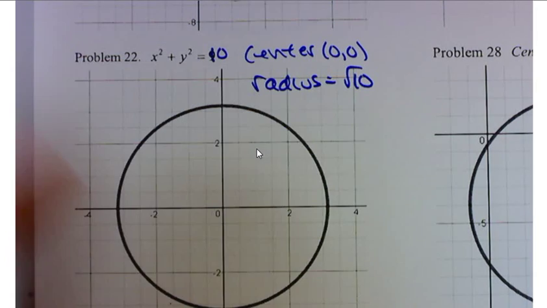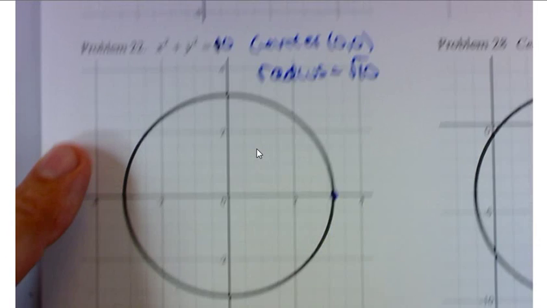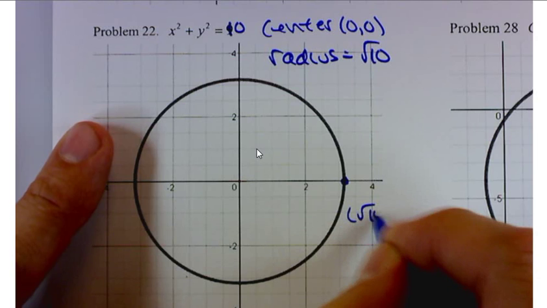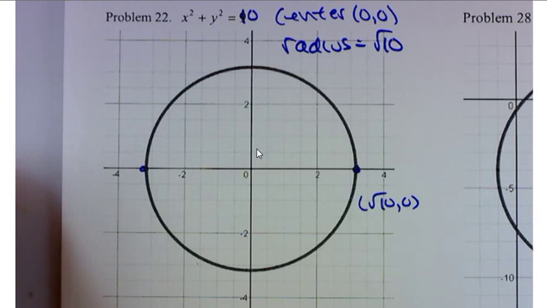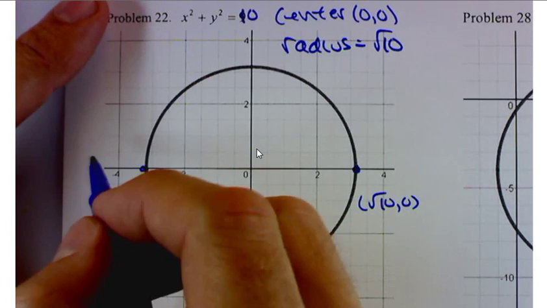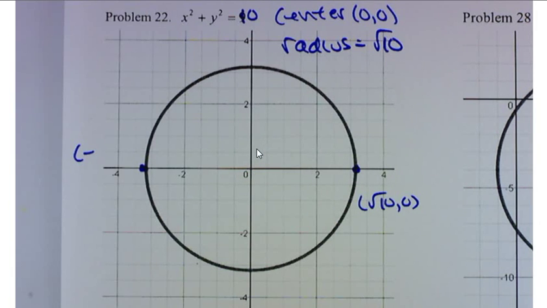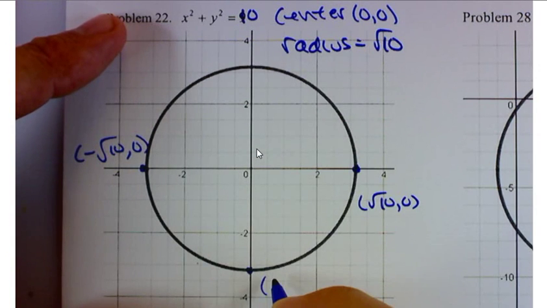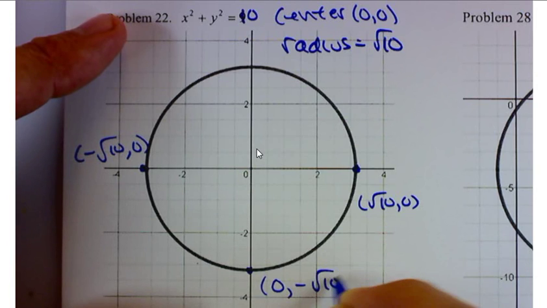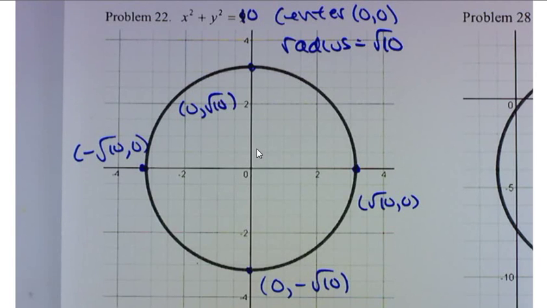And that's what you should see when you're looking at your graph here, that it's not exactly at 3. So this would be square root of 10 and 0. What would this coordinate be down here? Or over here, to the left? Negative square root of 10 and 0. And then 0 and negative square root of 10. And finally, 0 and the square root of 10. So, our circles don't always have to be perfect. That's fine.